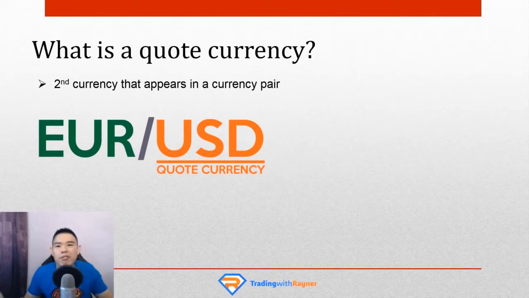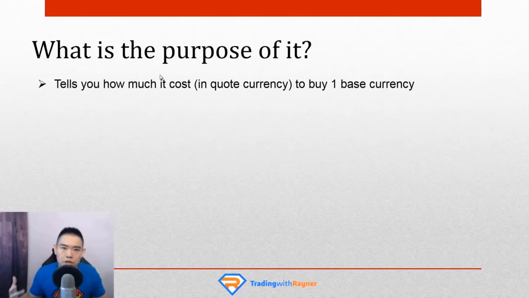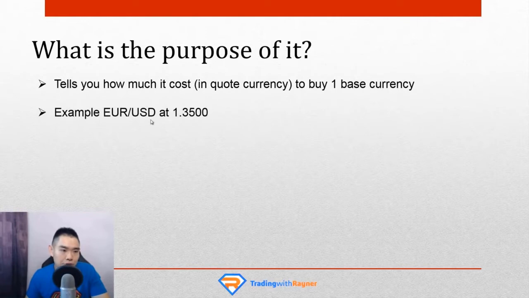And now you might be wondering, hey Rainer, what's the purpose of all this, man? Let me explain. The purpose of all this is to tell you how much it costs in quote currency to buy one base currency. I know that sounds like a technical mouthful, so I'll break it down very simply. For example, euro dollar at 1.3500. You know that euro is the base currency, let's call it B, base. And the dollar, as mentioned, is the quote currency. So this tells you how much it costs in quote currency to buy one base currency.